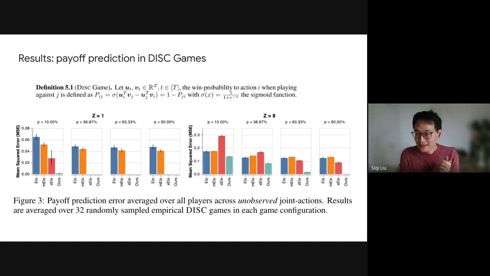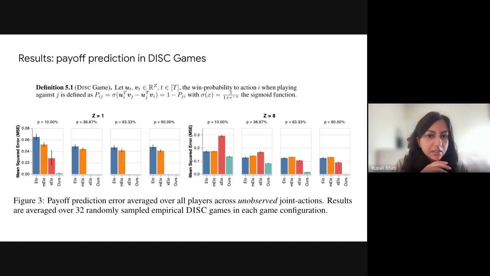Yeah, Patty? Yeah, I was wondering how statistically significant these numbers are. So for example, when z is equal to 1, and let's just say for p equal to 10%, if your method has a mean square error of, I don't know, 0.001 or something, and the other one has a little over 0.06, what does that tell us? And I can also see the mean square error increases a lot with z equal to 8, which is understandable. But again, the difference also increases. So is there something that you can tell us about that?